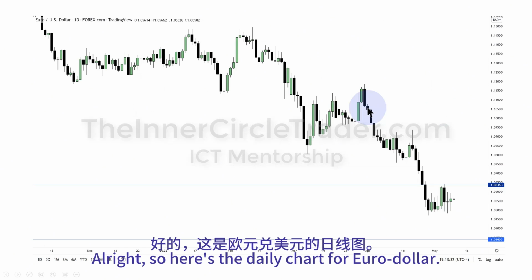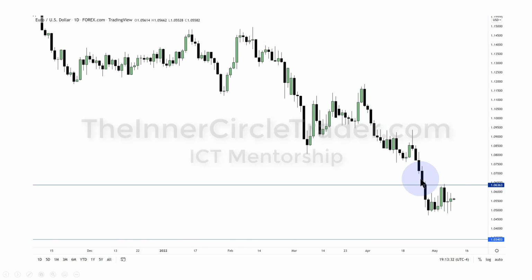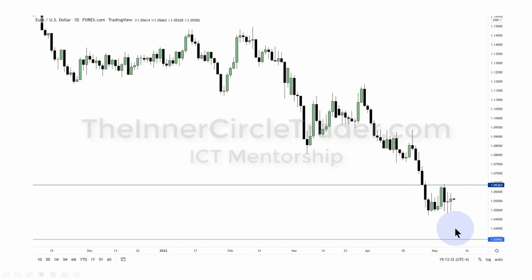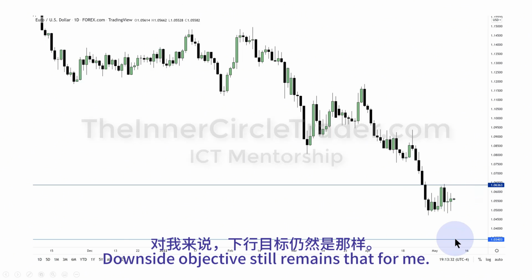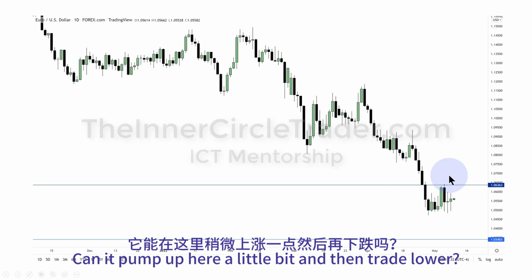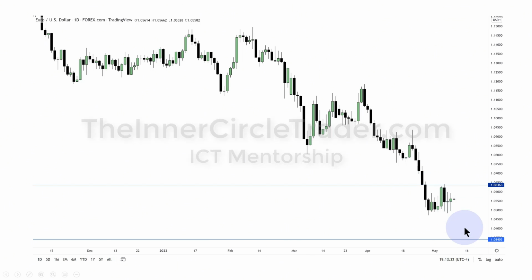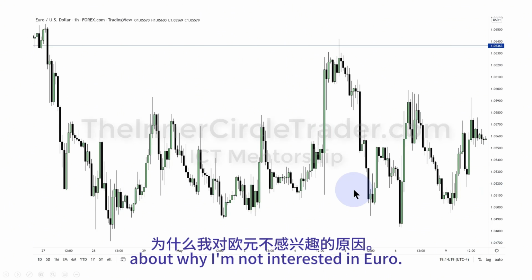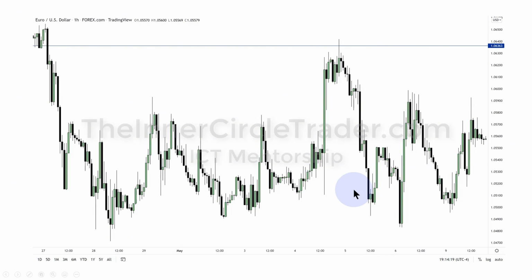All right, so here's the daily chart for euro dollar. Consolidating still, just a really awful little trading range it's stuck in. Downside objective still remains that for me. Can it pump up here a little bit and then trade lower? It can. I'd rather it didn't do that. All right, here is the trading range that I've been telling you about, why I'm not interested in euro.